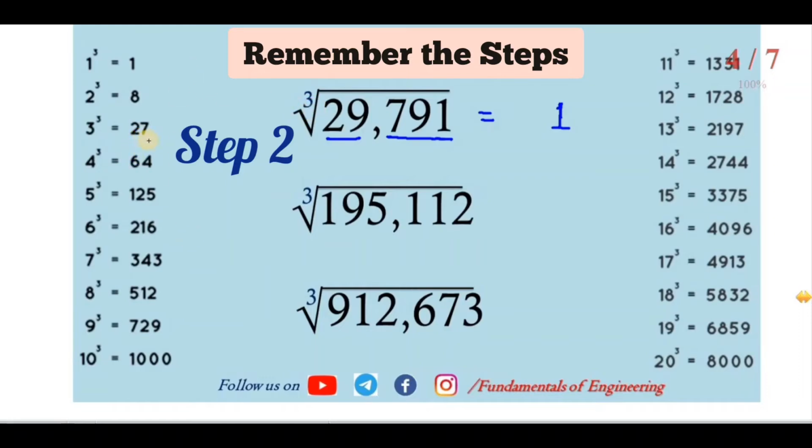So from this table you can see 27 is the perfect cube of which number? 3. So that is the second step. First step, write down the unit digit number, then don't see these last 3 numbers. Then you have to see the next numbers and find out which is the nearest or earlier perfect cube. So 27 is the earlier perfect cube of this 29. So this will be our answer, 31. So the cube root of 29791 is 31.